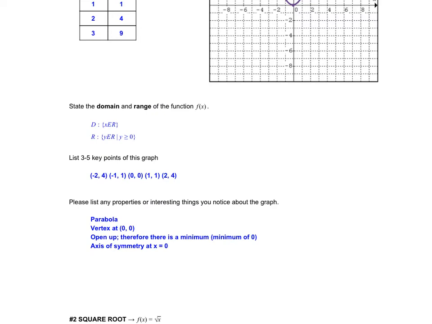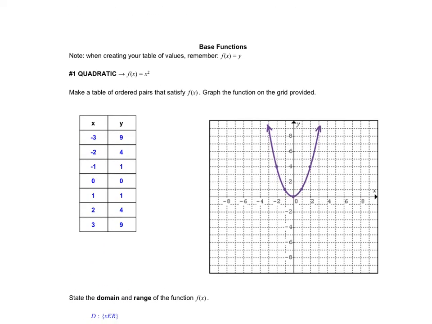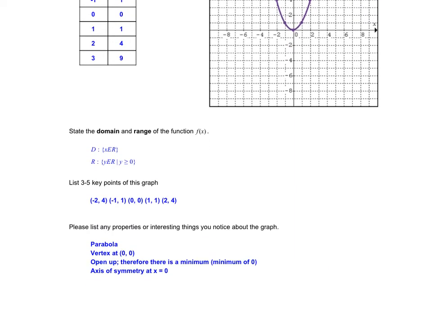It's a parabola. The vertex is at (0, 0). It opens up, meaning there's a minimum of 0. And the axis of symmetry, because it is a vertical line, is this vertical line that cuts the parabola in half. Because it is vertical, its equation is x = 0.